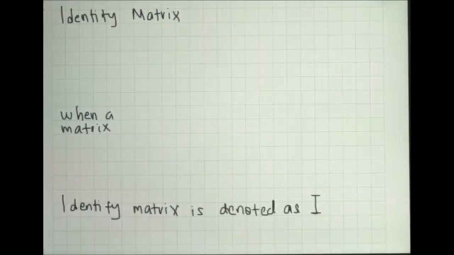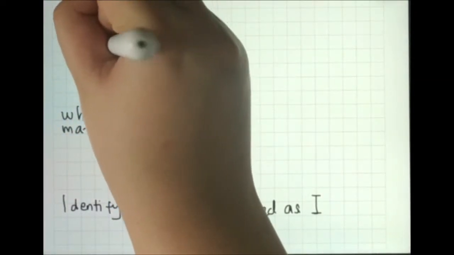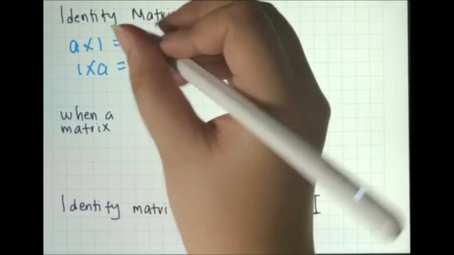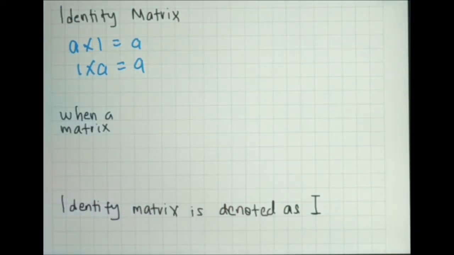Alright, identity matrix. An identity matrix is a matrix that, when multiplied with matrix A, gives the product matrix A, and the first matrix is the identity matrix. It's like A times 1, our final answer would be A, and 1 times A, our final answer will still be A. So if the identity matrix multiplies with matrix A, then our final answer is matrix A.